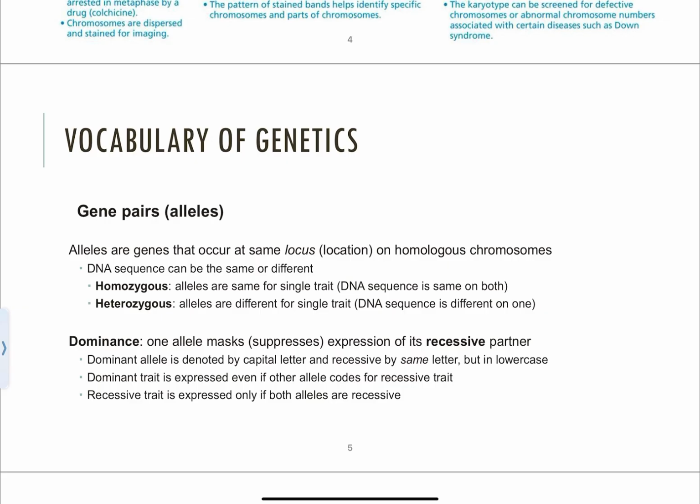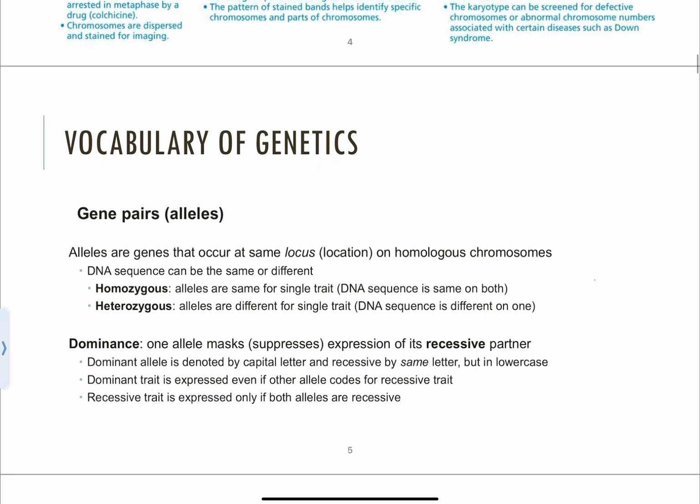maternal chromosome are different. So if we have 2 different alleles, sometimes we can have what's referred to as dominance, where one allele can go in and mask or suppress the expression of the recessive partner. So we typically denote dominant alleles with a capital letter and recessive alleles with the same letter, but we use the lowercase version of it.